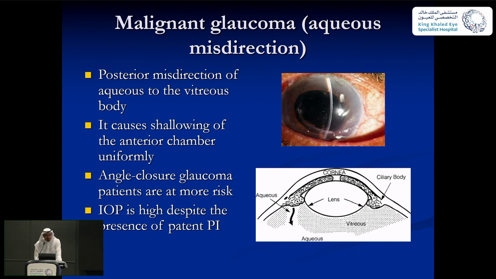The aqueous misdirection can happen after surgery, mostly with trabeculectomy, but it has been reported after phacoemulsification and posterior chamber intraocular lens implantation. Posterior misdirection of aqueous to the vitreous cavity causes shallowing of the anterior chamber. Angle closure glaucoma patients are the most at risk. IOP is high despite the presence of a patent PI. So this might give you a clue: if there is a patent PI yet there is a shallow chamber and high IOP, this might be aqueous misdirection.